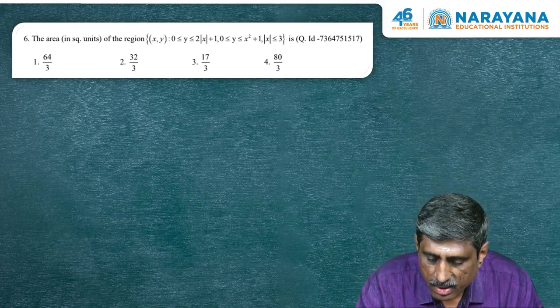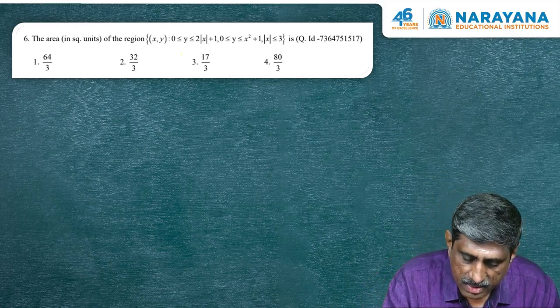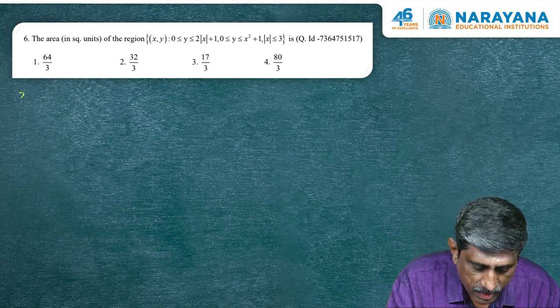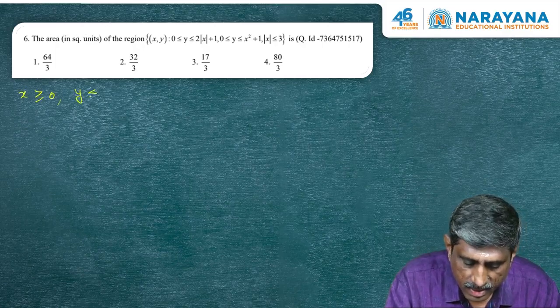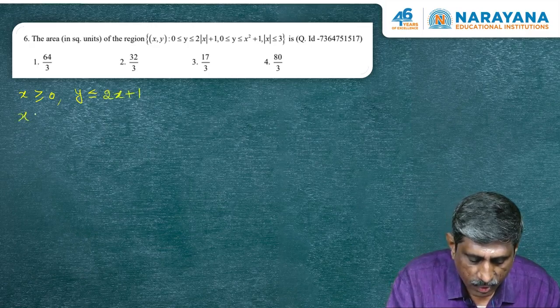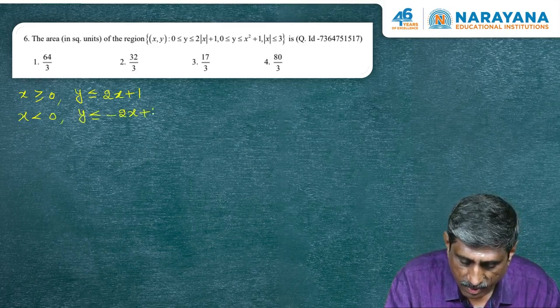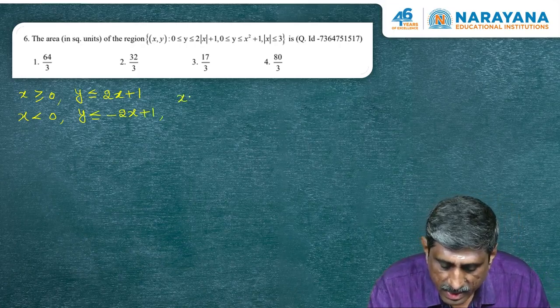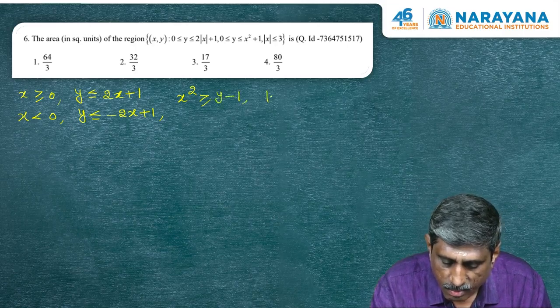When we just draw the graph of this approximately. So, let us say first let us take x greater than 0. For x greater than or equal to 0, we are getting y is less than or equal to 2x plus 1. This is one line region. For x less than 0, we get y less than or equal to minus 2x plus 1. And from here, x square is greater than or equal to y minus 1 and modulus of x less than or equal to 3. That is the total region.